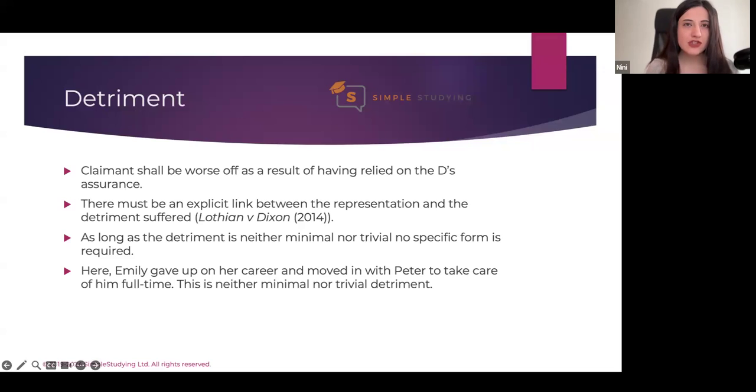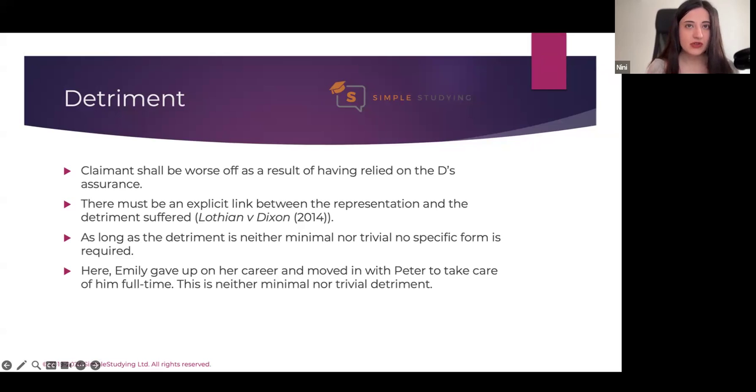Would she have given up her career had Peter not promised the property? Probably not. So you should make that kind of analysis to show that the detriment is in relation to the promise. As long as the detriment is neither minimal nor trivial, no specific form is required.